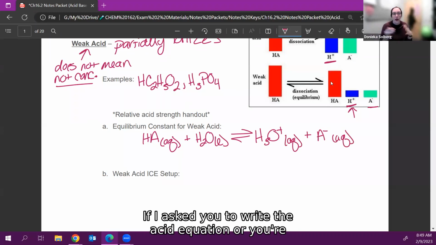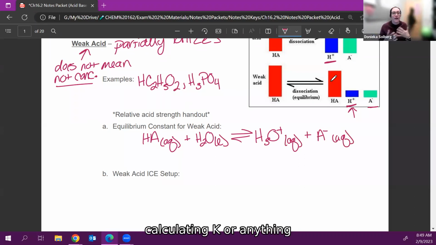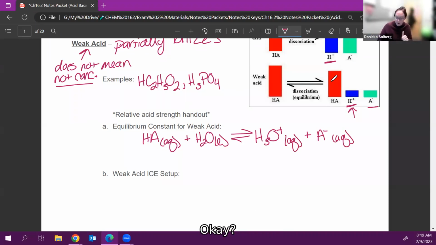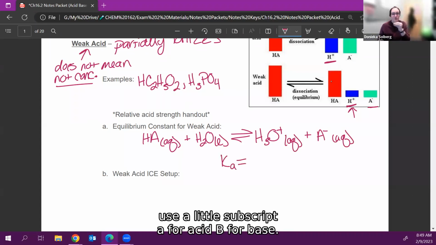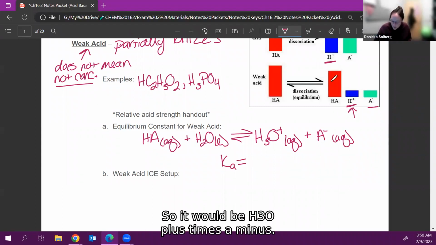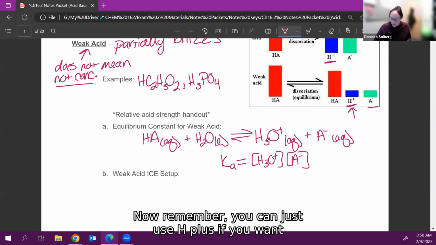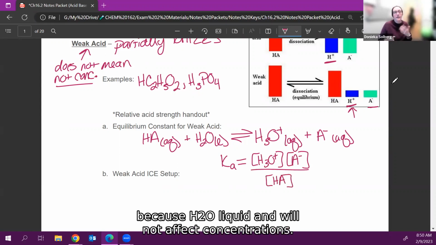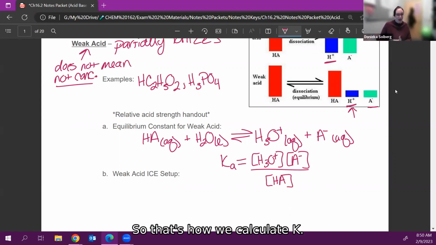So if I ask you to write the acid equation, or you're calculating Ka or anything having to do with it acting like an acid, this is the equation that you want to write. Okay, so for this Ka, we're going to use a little subscript a for acid, b for base. Now, still the same K, products over reactants. So it would be H3O plus times A minus. Now remember, you can just use H plus if you want to, over my reactants, which are just HA, because H2O is a liquid and will not affect concentrations. Okay, so that's how we calculate Ka.